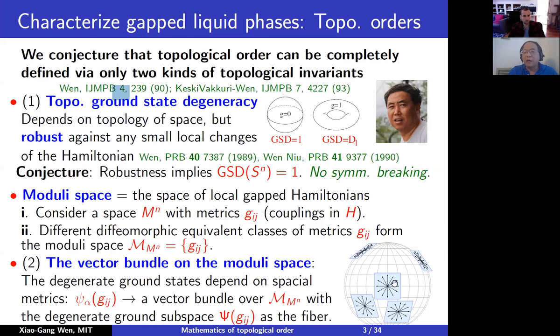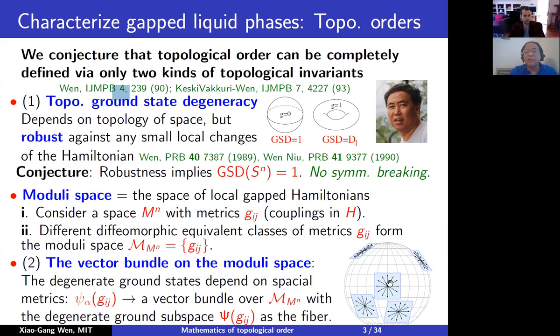Because on every point of the moduli space, we have a degenerate subspace, that's the ground state subspace. And this degenerate ground state subspace is a vector space. But on a different point of the moduli space, we have a different vector space. And those vector spaces are connected if those Hamiltonians belong to the same phase. Okay. And so therefore they have the same dimension and they just twist around when you're changing a parameter in the Hamiltonian. So therefore this is a system, a Hamiltonian system, that really defines a vector bundle on the moduli space.